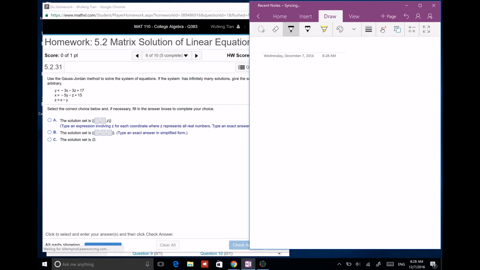Okay, so what you need to do, you shift the 3x to the other side. So 3x plus y plus 3z equals 17. Shift y to the other side. So x minus 5y, plus 5y plus z equals 15. Then you shift the right side. It's negative x plus y plus z equals 0.